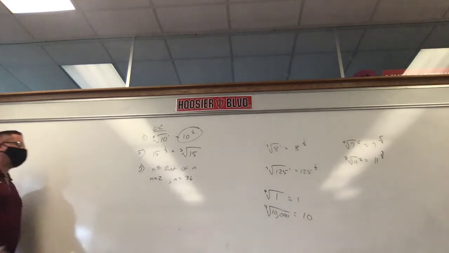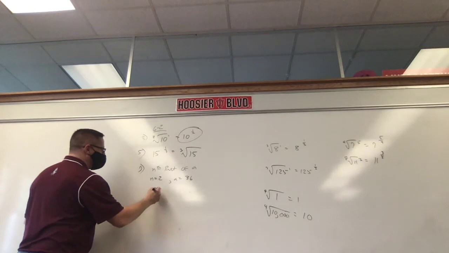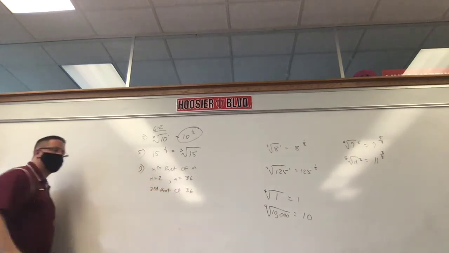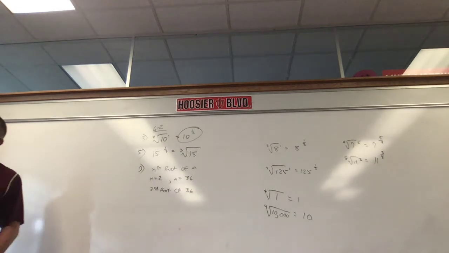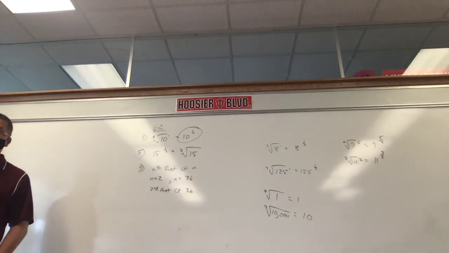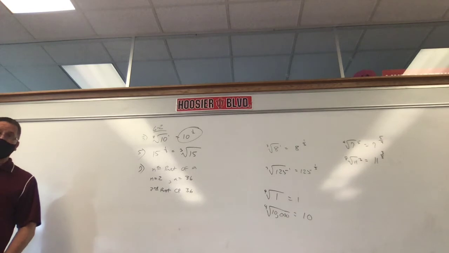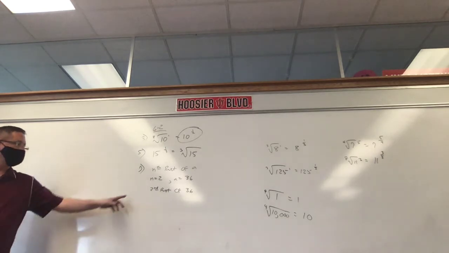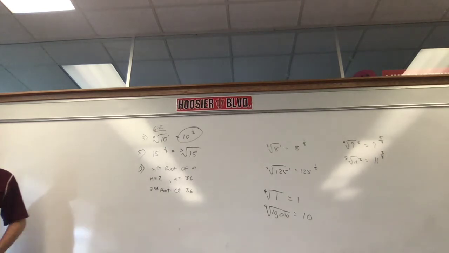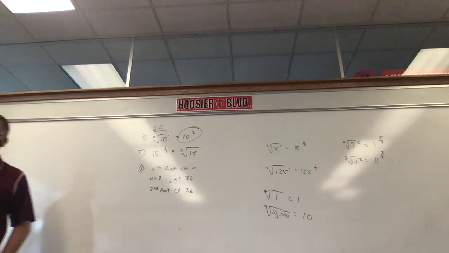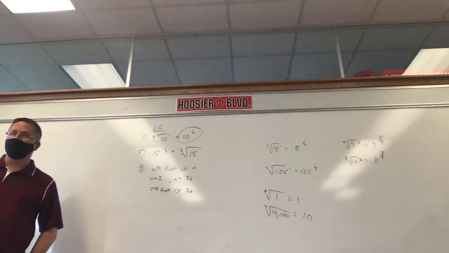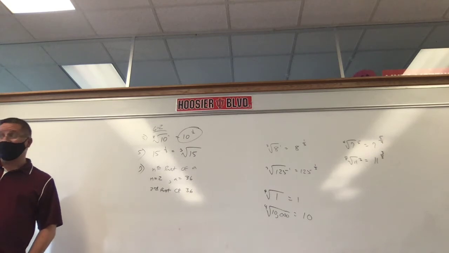So they're saying find the second root or roots of 36. Second root means what do you times by itself twice? If it was a third root, it'd be what do you times by itself 3 times. If it was a 10th root, what do you times by itself 10 times. So what could I times by itself twice to get 36? 6 times 6.